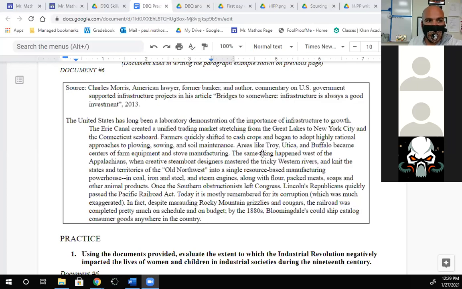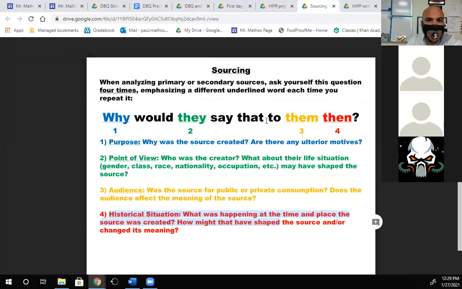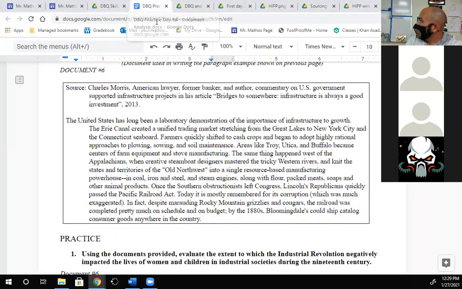All right, so some of you might be done reading it. Once you're done reading it, come back to the sourcing poster and ask, how do I want to analyze this? Do I want to use purpose or point of view or audience or historical situation? Come back to the assignment and see what's going to work best for you. How are we going to analyze it? You're only choosing one.